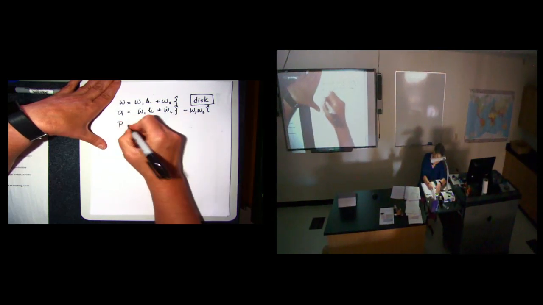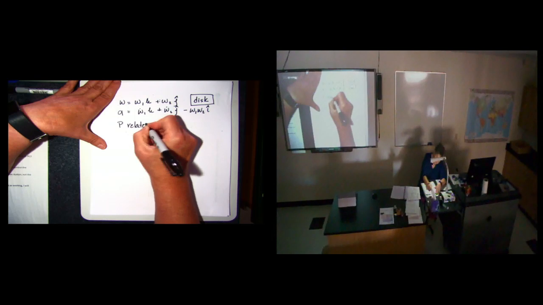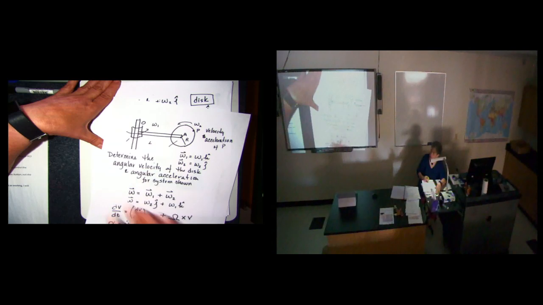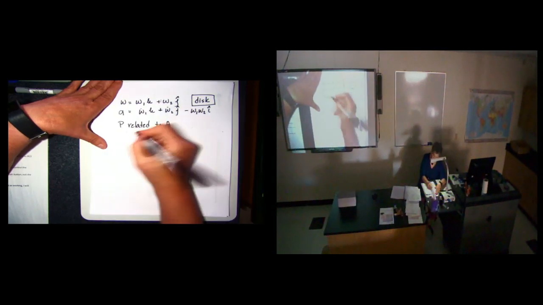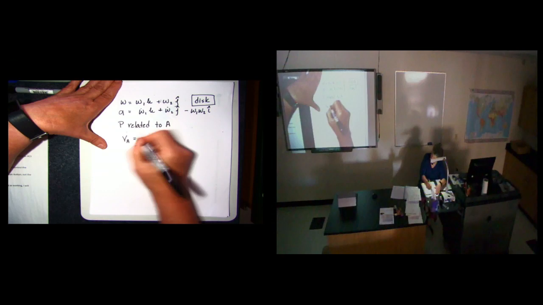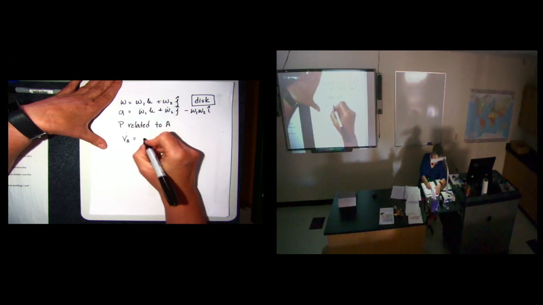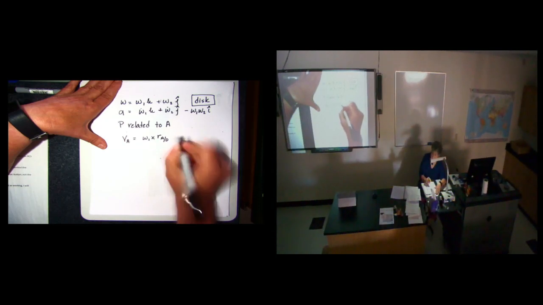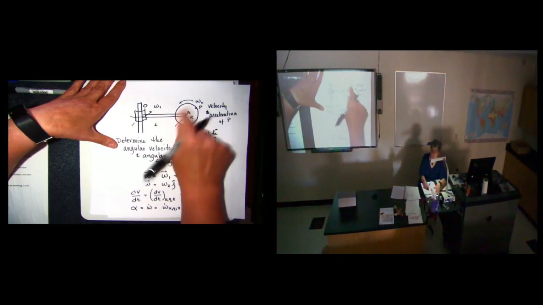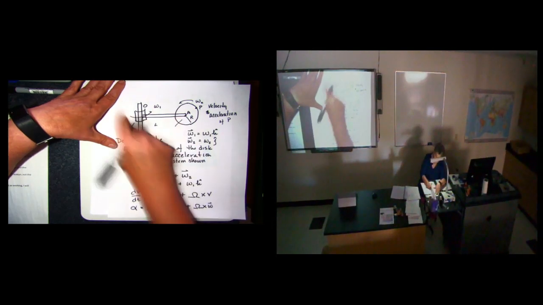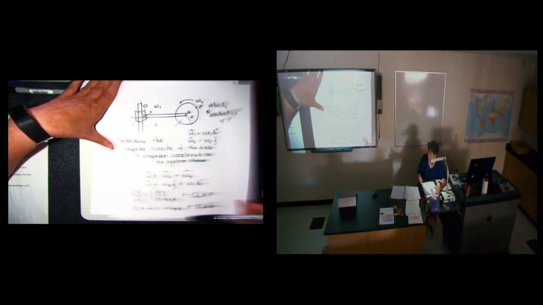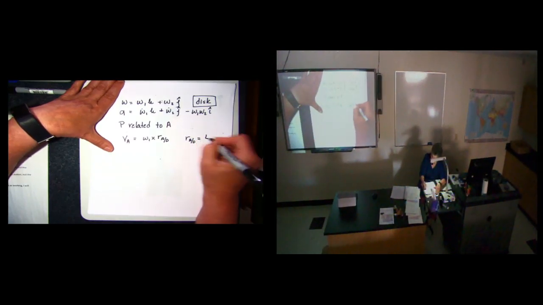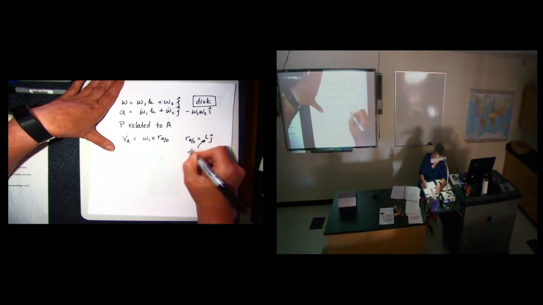But P related to A, so we're going to look at the motion of P related to A. So the velocity of A is going to equal omega 1 cross product RAO. So my velocity of A related to how it's going around O is going to be that right there. RAO is just LJ, where L is the length of the rod.